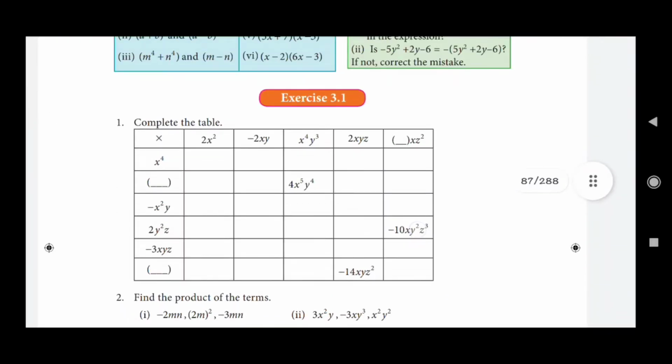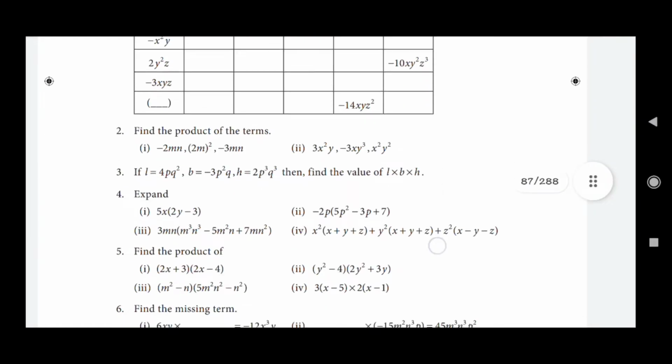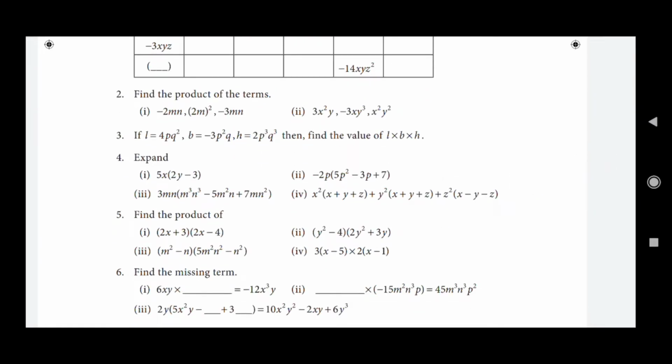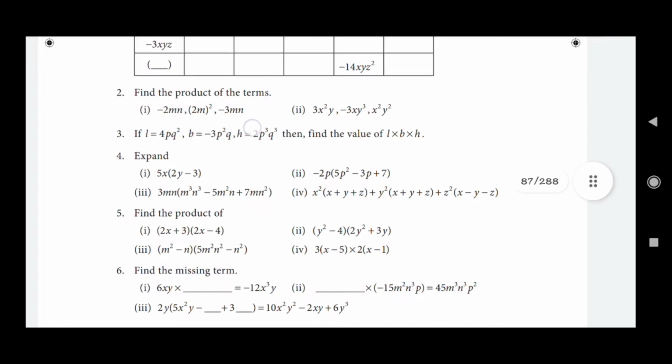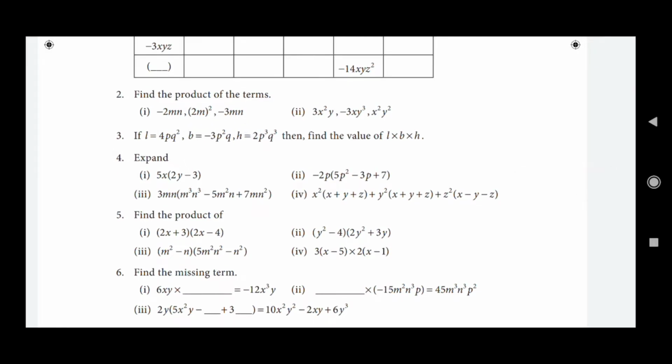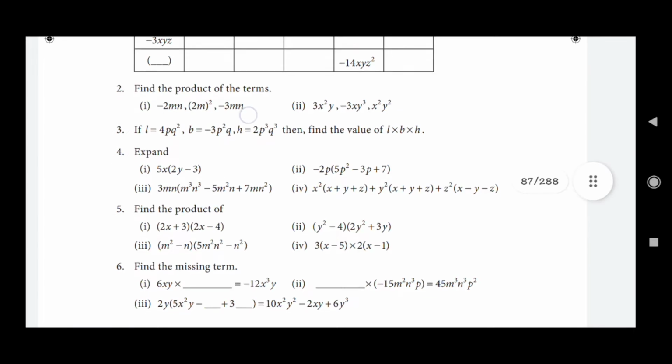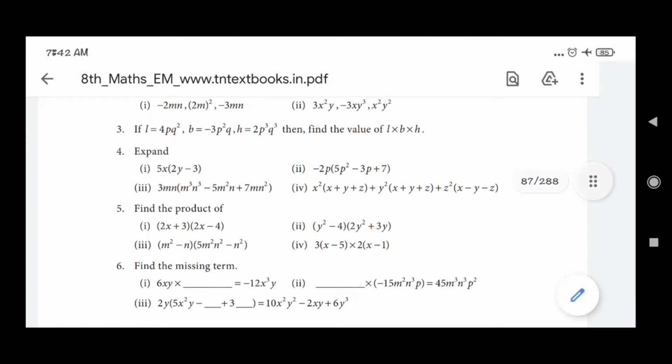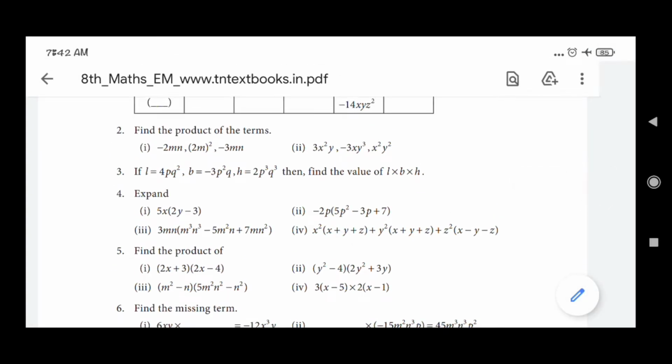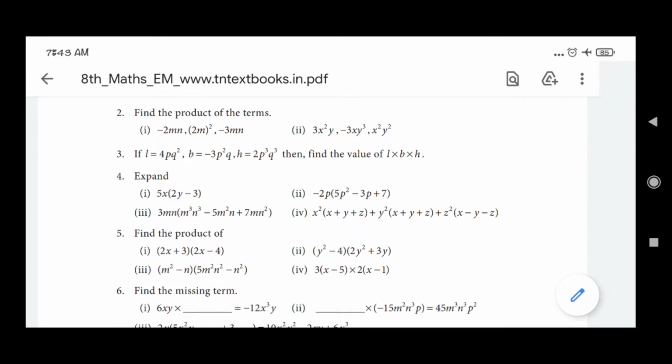Then if you see exercise 3.1, we have to find the product of the terms. You need to multiply the terms. So 2m square times minus 3m. Product means multiplication. When we multiply, 2 fours are 8... 2 threes are 6. So how many m's are there? Here square, here m, so m power 4 into n square. Like that you need to multiply.